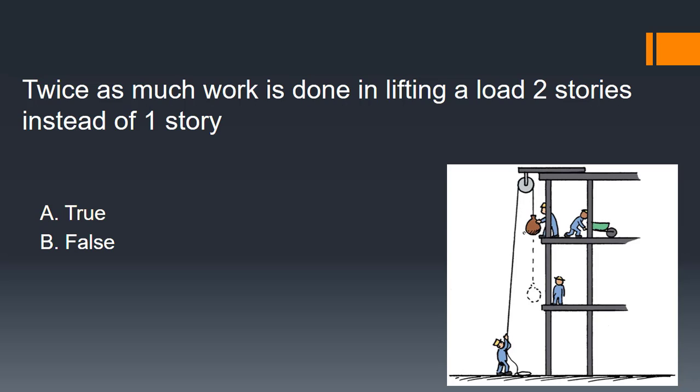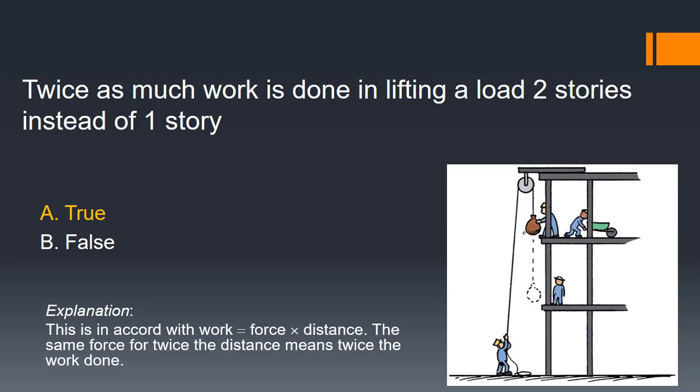What about if we lift one load of construction material 1 story high? Is it true that we would be doing twice as much work if we lifted it to the 2nd story? Our change in energy is still gravitational potential energy, which changes with height. So yes, if we lift the load twice as high, we will be doing twice as much work.